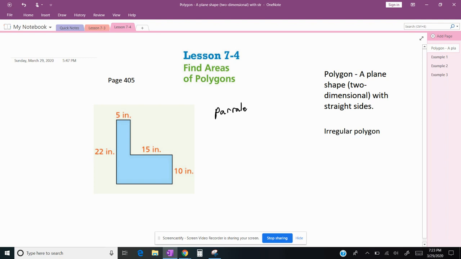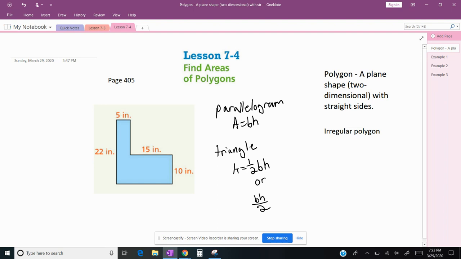I think I made a mistake spelling that. I probably did. Yes, I did. Let me try that one again. And I know that the area equals base times height, and I know how to find the area of triangles. That is area equals 1/2 base times height, or base times height divided by 2.